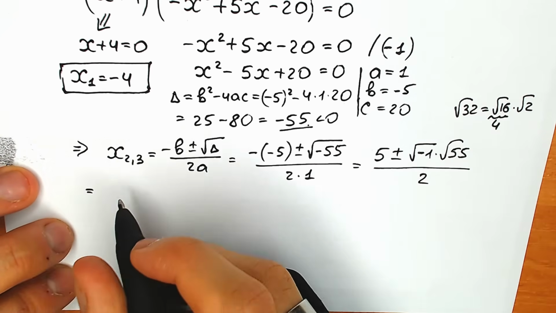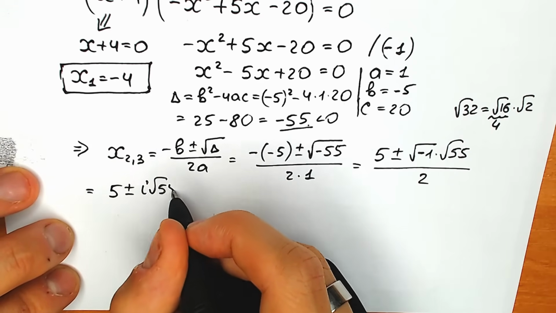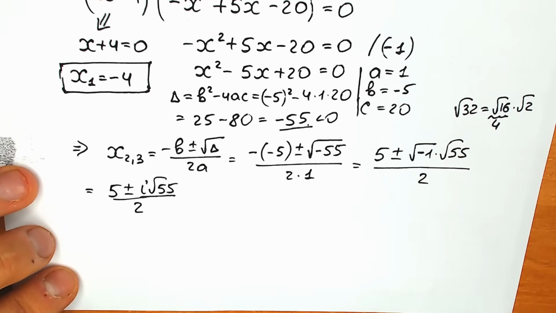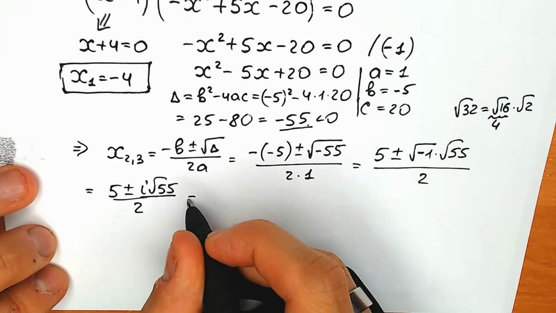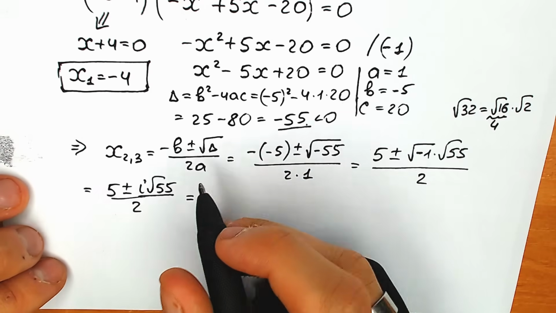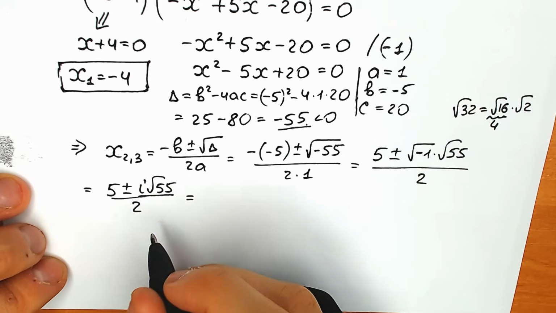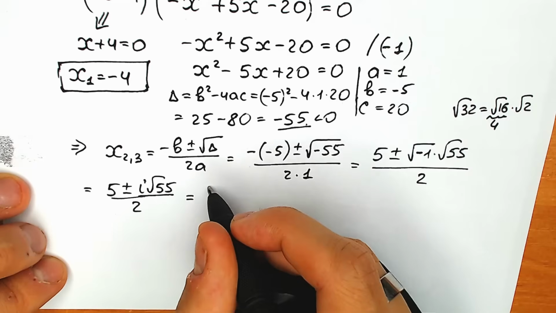So as a result, we have (5 plus minus i square root of 55) over 2. And the last step, of course, is up to you. You can leave it like that, but maybe you are interested in splitting this solution into two parts, a real part and an imaginary part. That's why we divide this numerator by 2, part by part.